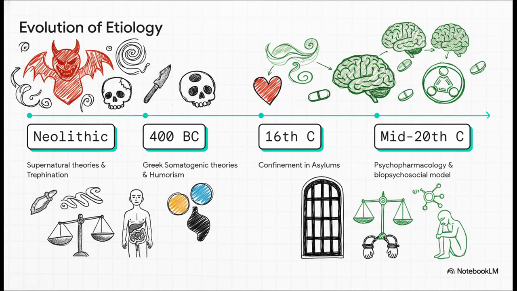We're talking 8,000 years ago, people believed in supernatural theories, literally thinking you were possessed by evil spirits. Fast forward a bit to 400 BC, and the Greeks shifted to somatogenic theories, meaning they realized the physical body was the source of the illness. Skip ahead to the 16th century, and society's big medical breakthrough was, well, just locking people away in asylums. It wasn't until the mid-20th century that we finally saw the rise of psychopharmacology, which is just medications designed for the brain, and the widespread acceptance of that biopsychosocial model we just talked about.